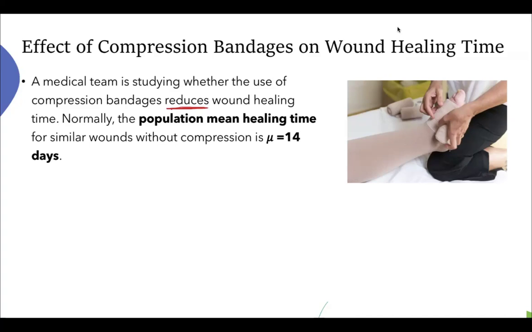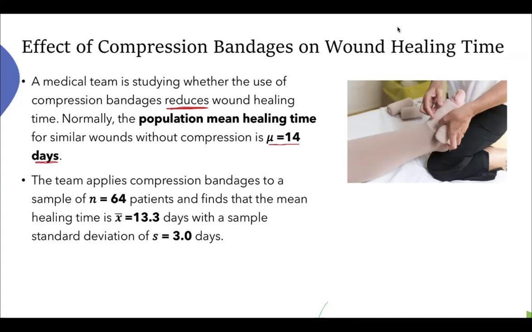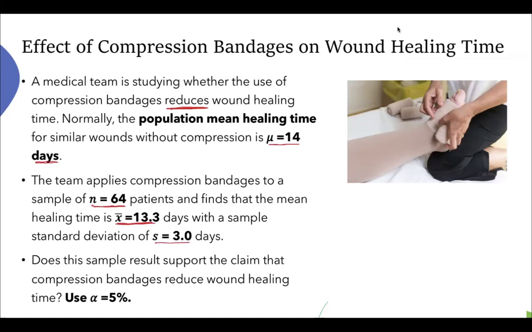Normally, the population mean healing time for similar wounds without compression is mu equal 14 days. So we have our status quo here, mu equals 14 days. The team applies compression bandages to a sample of n equals 64 patients and finds the mean healing time. This is our X bar, our sample mean is 13.3 days with a sample standard deviation of 3 days. Do the sample results support the claim that compression bandages reduce wound healing time? And we're going to be using a significance level of 5%.